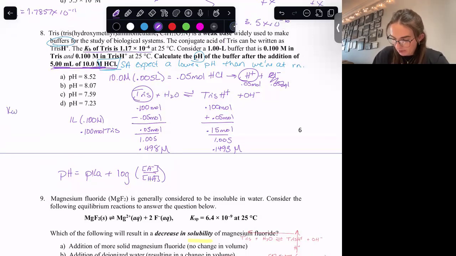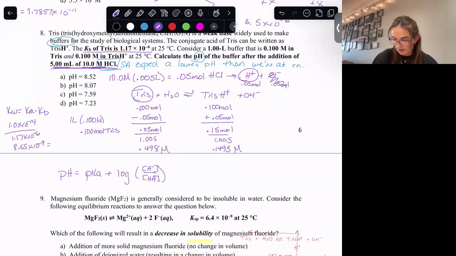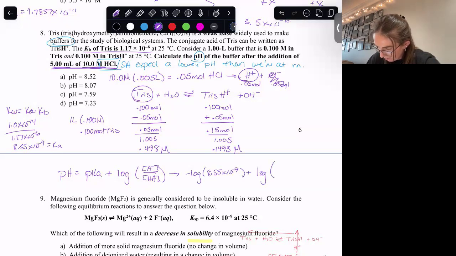So we can take Kw is equal to Ka times Kb. And we'll say that 1.0 times 10 to the negative 14 divided by 1.17 times 10 to the negative 6. And we get 8.55 times 10 to the negative 9 as Ka. So we'll take negative log of 8.55 times 10 to the negative 9 plus the log. What goes on top? What value?